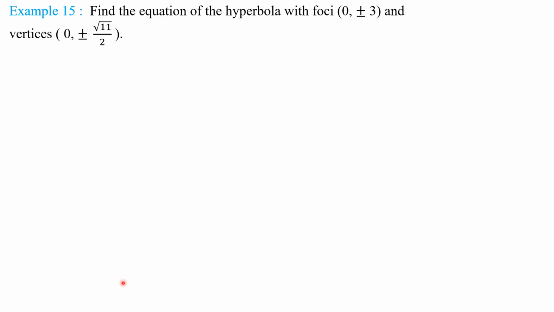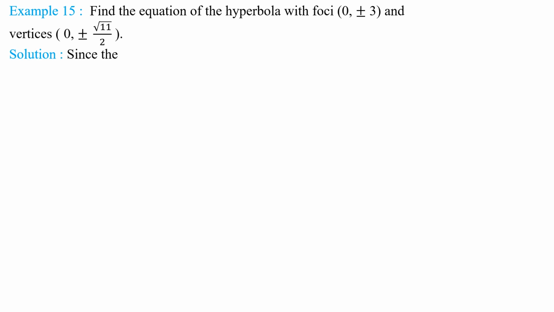Understood this question, my children? Here the foci of the hyperbola and the vertices of the hyperbola were given. If you observe the coordinates of the foci and vertices, the x coordinates of these 2 points are 0. So these 2 points lie on the y-axis. The foci and vertices of the hyperbola lie on the y-axis. Therefore, we can say that the transverse axis of the hyperbola is along the y-axis. Understood this point, my children?